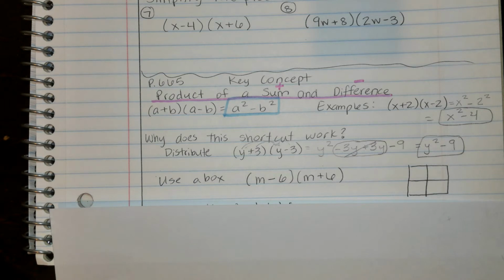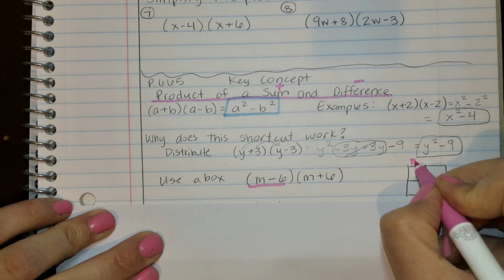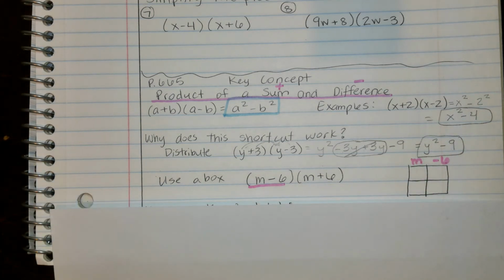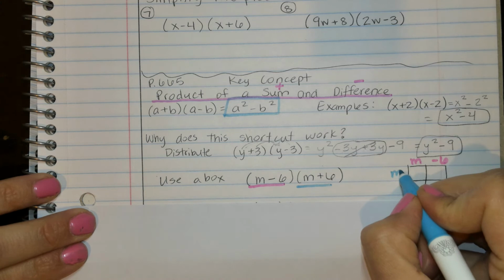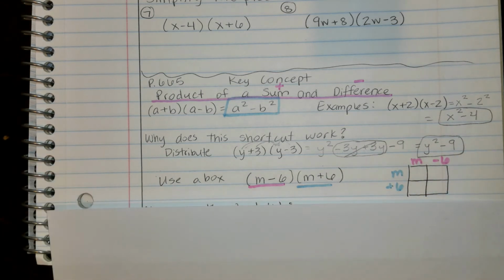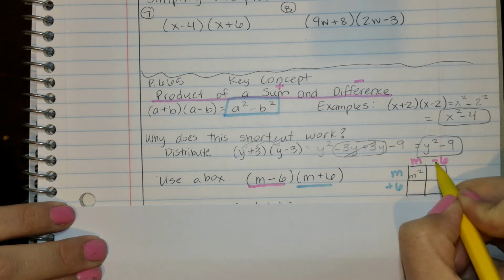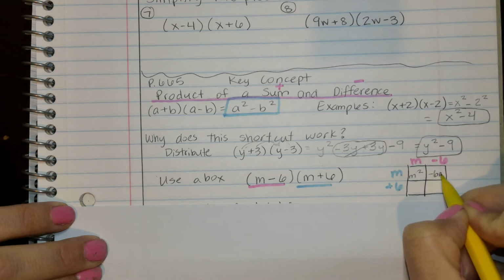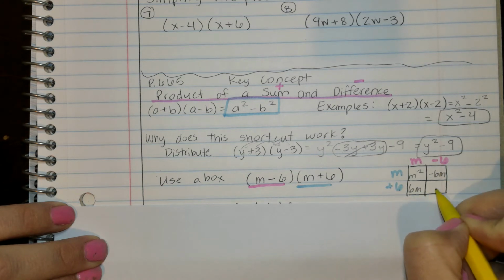And again, this reviews these two methods because you can always just use these two methods, distributing or using a box. We've got m minus 6. I write that one on the top, and then m plus 6 on the side. Then you multiply to get the values in each square of the box. So m times m is m to the second. M times negative 6 is negative 6m. M times positive 6 is positive 6m. Negative 6 times positive 6 is negative 36.